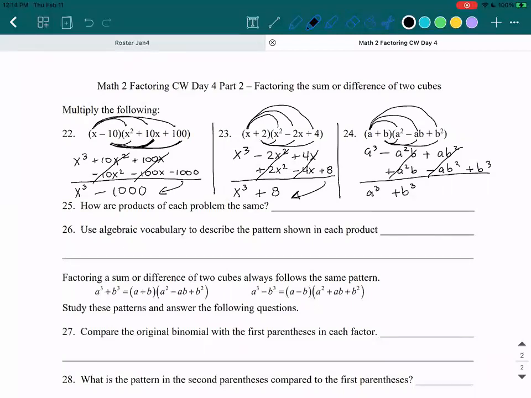And for the sake of time, we're not going to do 25 and 26, but just know that using this type of pattern that we just described here, we get these two formulas that we see on the bottom. So right here and right here.